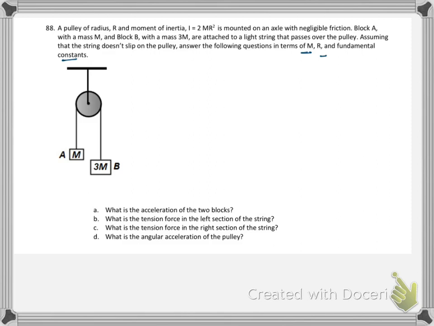So the first thing we should do is a free body diagram. We have a tension force going up, we'll call it tension force A. Since it's the lighter of the two masses, it's going to accelerate up in this direction. We have 3mg over here, and its tension force we'll call tension force B. It's going to accelerate downward. So we need to sum up the forces, translational first, and then rotational.